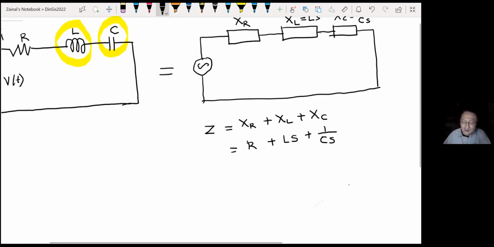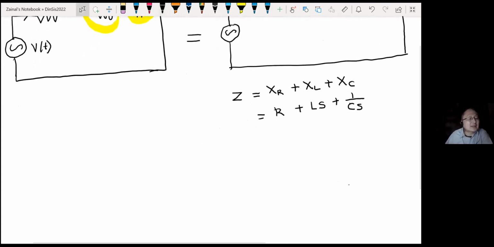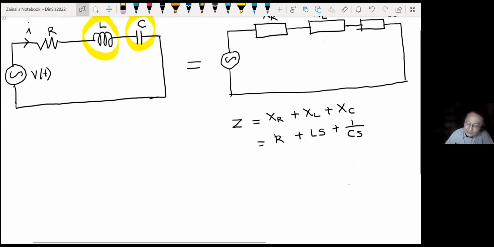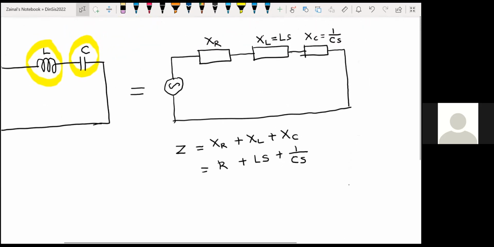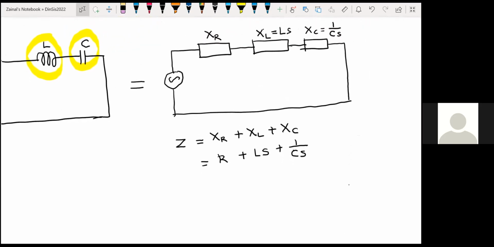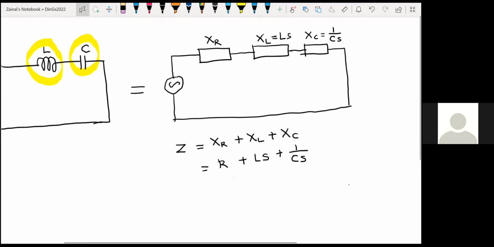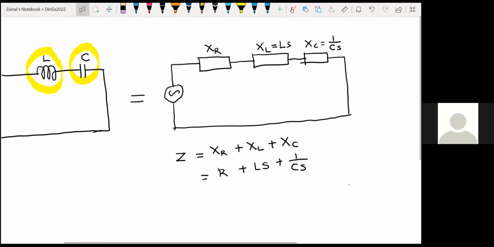Okay. And now look at this one. Excuse me, Pak, I have a question. How did we get from XL equals omega L to XL equals LS?